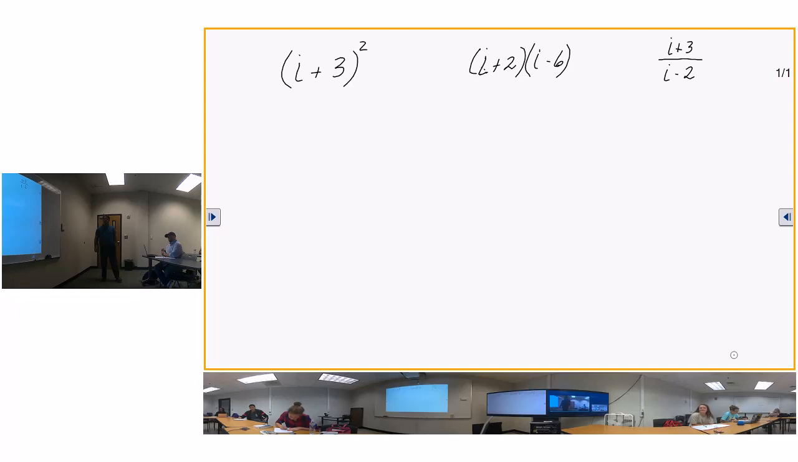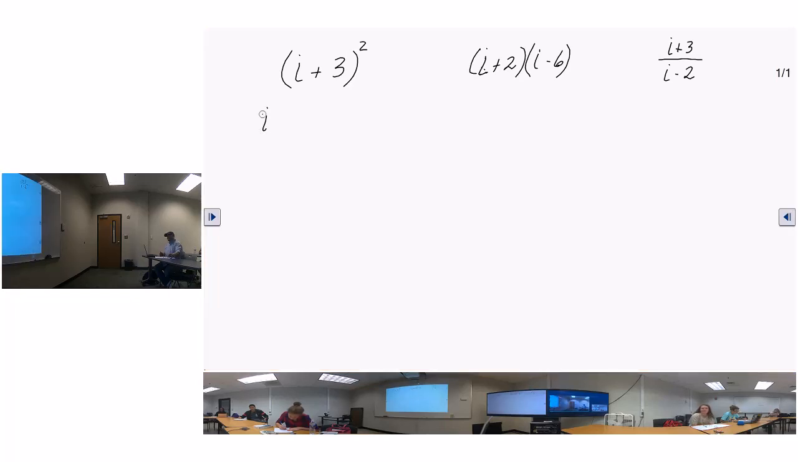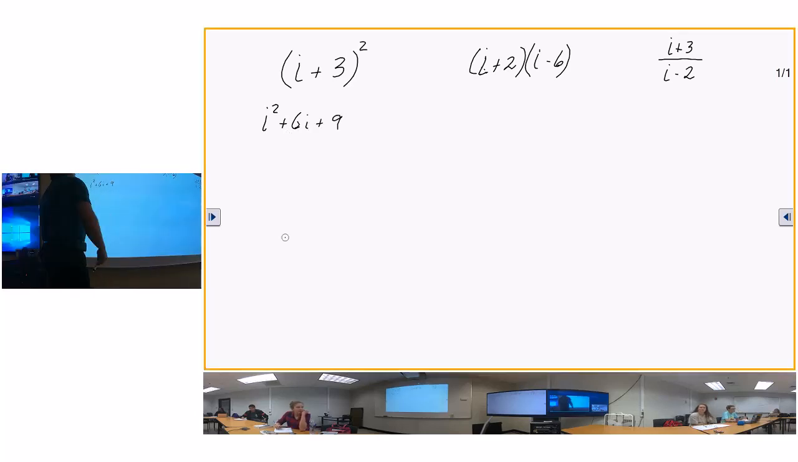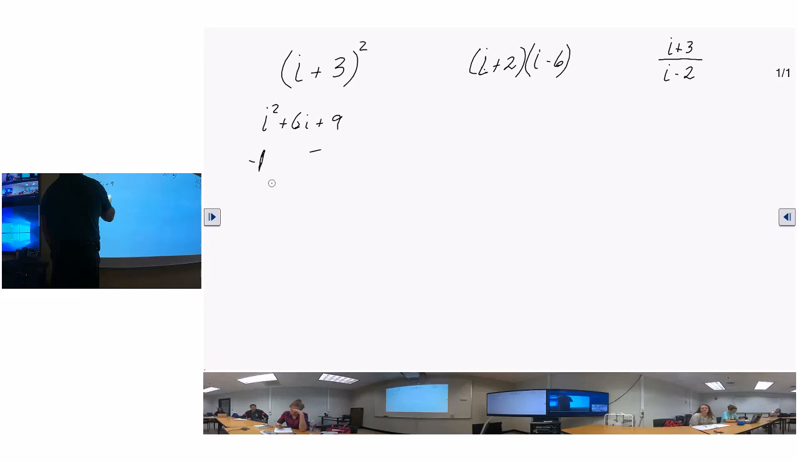So you're going to get i squared plus 6i plus what? 9. Are you done? No, because i squared is equal to what? Negative 1. Where's 6i coming from? Shortcut number 1.